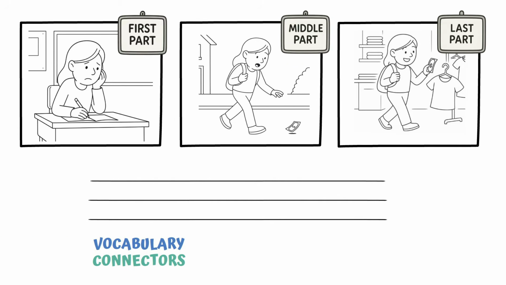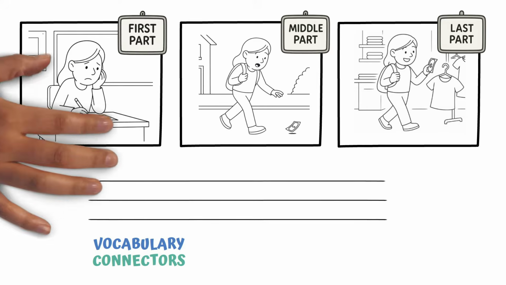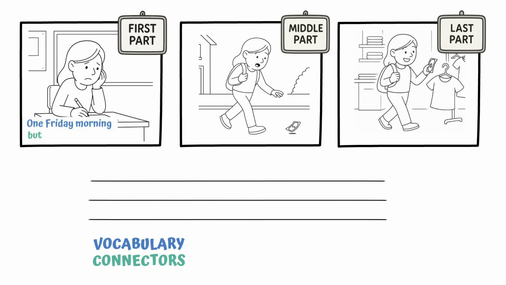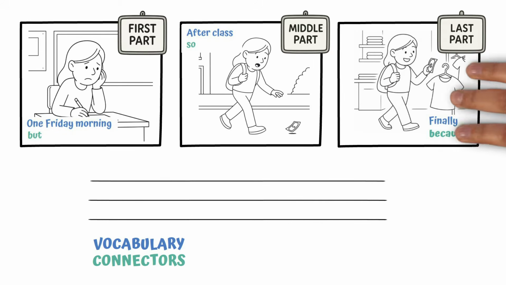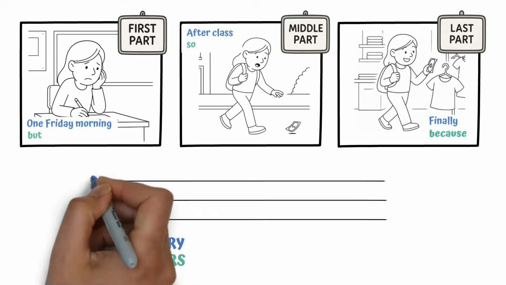Okay, so now let's use the story vocabulary and the connectors with each part of my story. For example, in the first part, I'm going to use the story vocabulary, one Friday morning, and the connector but. In the middle part of my story, I'm going to use after class and the connector so. And in the last part of my story, I'm going to use finally and because. Let's begin with the first picture.